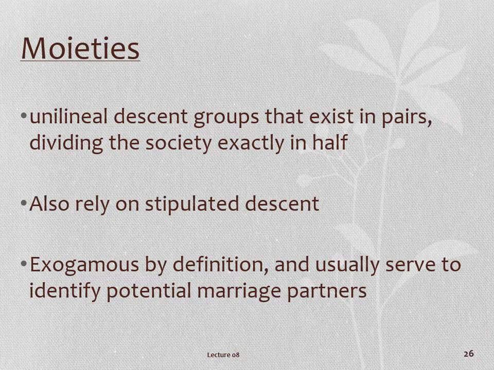Moiety systems, if they exist in a society, are important because they regulate marriage. A person's spouse must belong to the opposite moiety. Because every marriage is to a spouse from the other moiety, and because every child will belong to one moiety or the other, the two groups remain roughly equal in size.